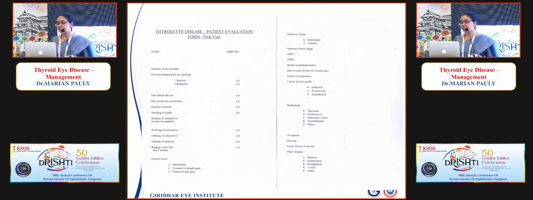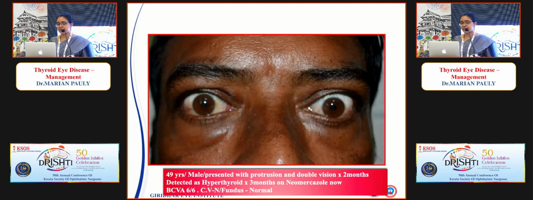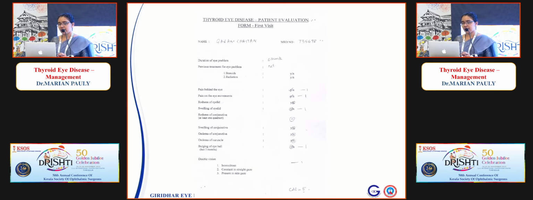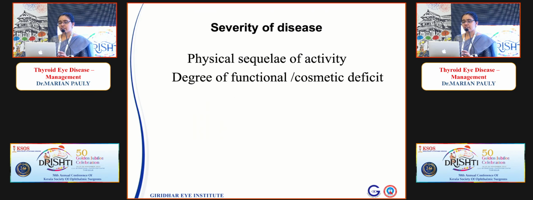So International Thyroid Eye Disease Society has come up with a patient evaluation form which can be used in our clinics, and it is very useful actually. So in this case, it looks inactive, but the patient is having increasing proptosis as well as constant diplopia. So he also belongs to an active disease, but the phenotypic variant is different. So he needs treatment. So coming to severity, it is a physical sequelae of activity.